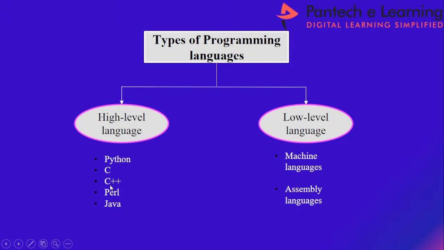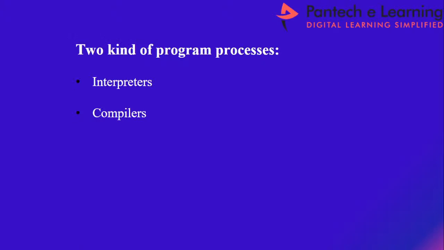And we have various other types of languages. We can go for C language, C++, Perl and then Java. For doing any kind of website development, we can go for Java. And we have two different types of low level language: one is called machine language and one more is called assembly language. Basically we have two different types of programming processes. One is called an interpreter and one more is called a compiler.